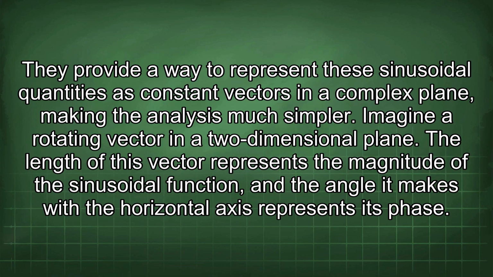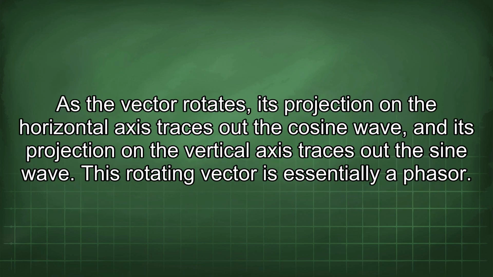They provide a way to represent these sinusoidal quantities as constant vectors in a complex plane, making the analysis much simpler. Imagine a rotating vector in a two-dimensional plane. The length of this vector represents the magnitude of the sinusoidal function, and the angle it makes with the horizontal axis represents its phase. As the vector rotates, its projection on the horizontal axis traces out the cosine wave, and its projection on the vertical axis traces out the sine wave. This rotating vector is essentially a phasor.